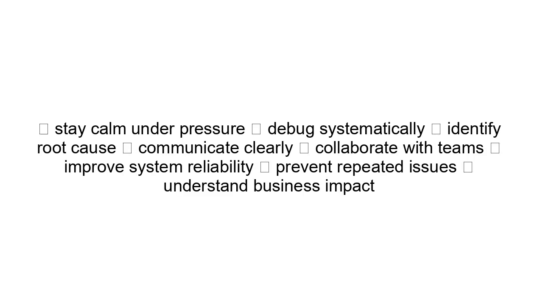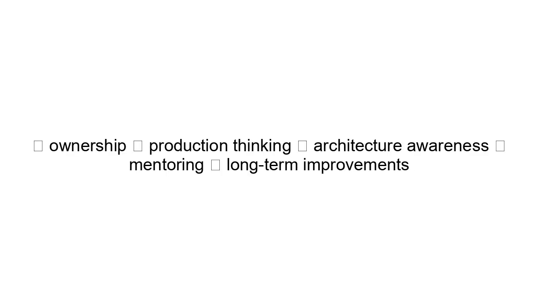What interviewers are looking for. Interviewers want to see whether you can stay calm under pressure, debug systematically, identify root cause, communicate clearly, collaborate with teams, improve system reliability, prevent repeated issues, and understand business impact. For senior roles, they also want to see ownership, production thinking, architecture awareness, mentoring, and long-term improvements.